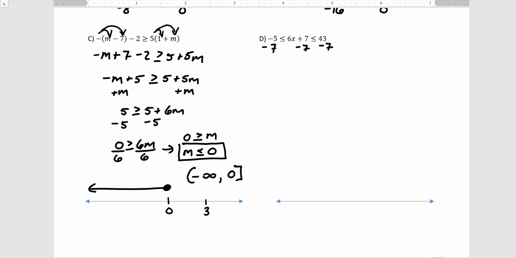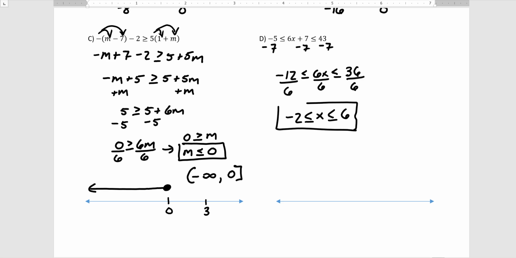So negative 5 minus 7 is negative 12, which is less than or equal to 6x, which is less than or equal to, I also need 43 minus 7, which would be 36. Now to get x all by itself, divide by 6, divide by 6, divide by 6. I have to do that to all three values. So negative 12 divided by 6 is negative 2. 6x divided by 6 would just be x. And 36 divided by 6 is 6. So I have negative 2 is less than or equal to x, which is less than or equal to 6. That's our inequality.